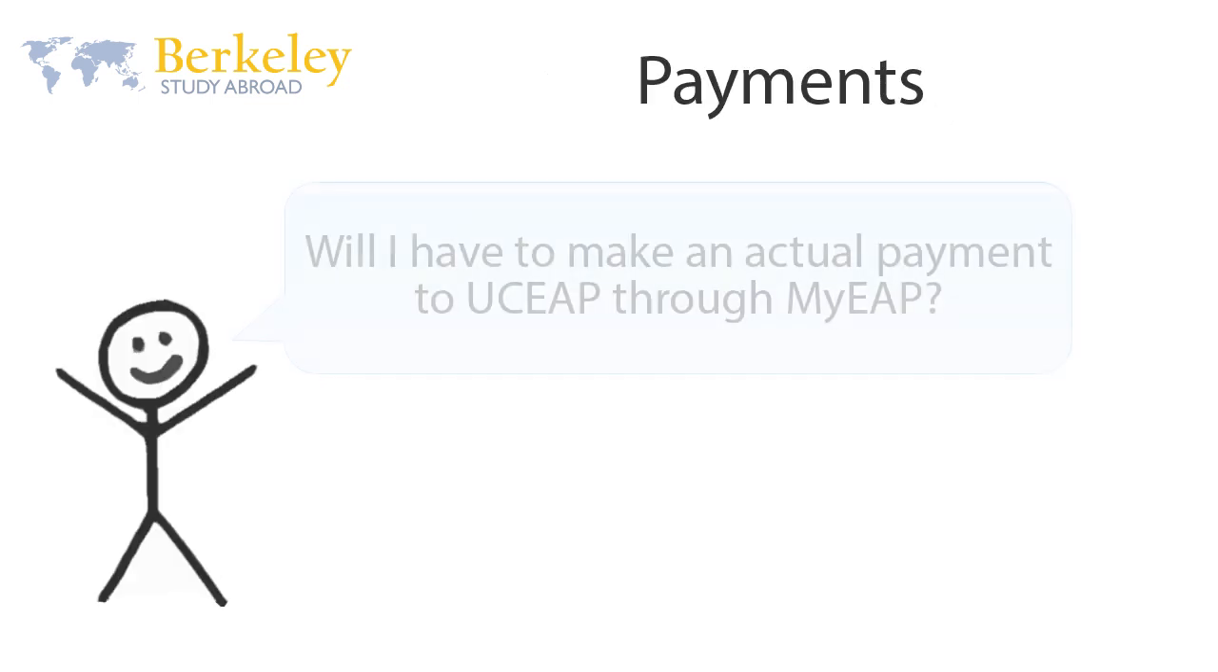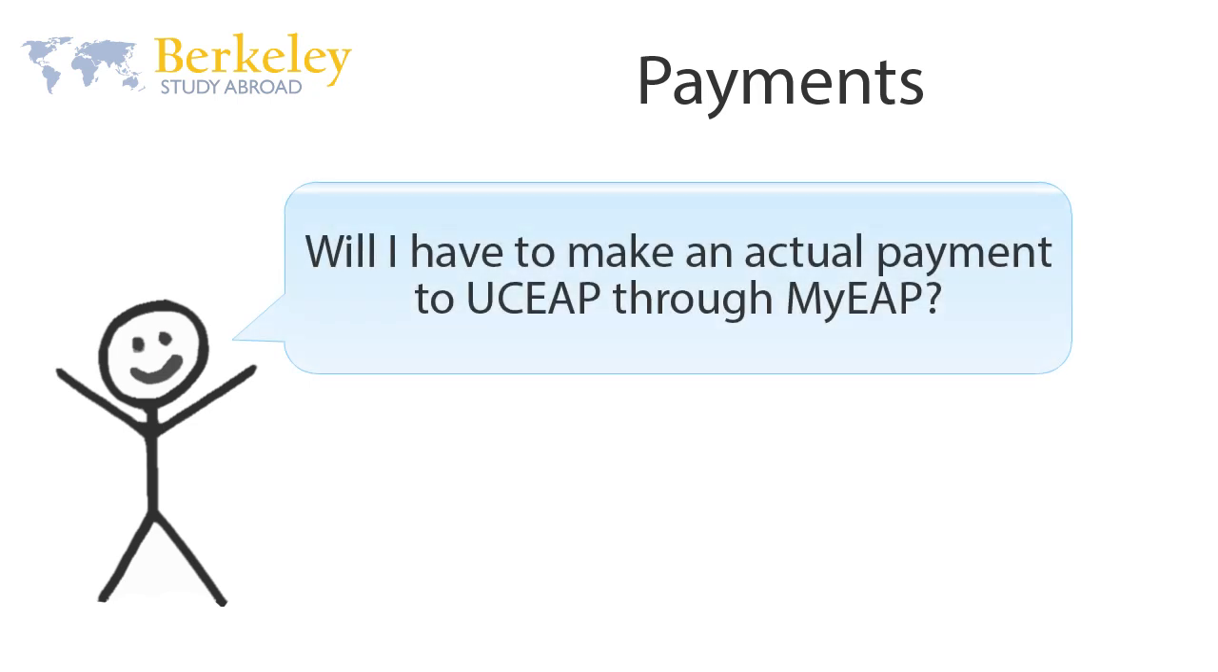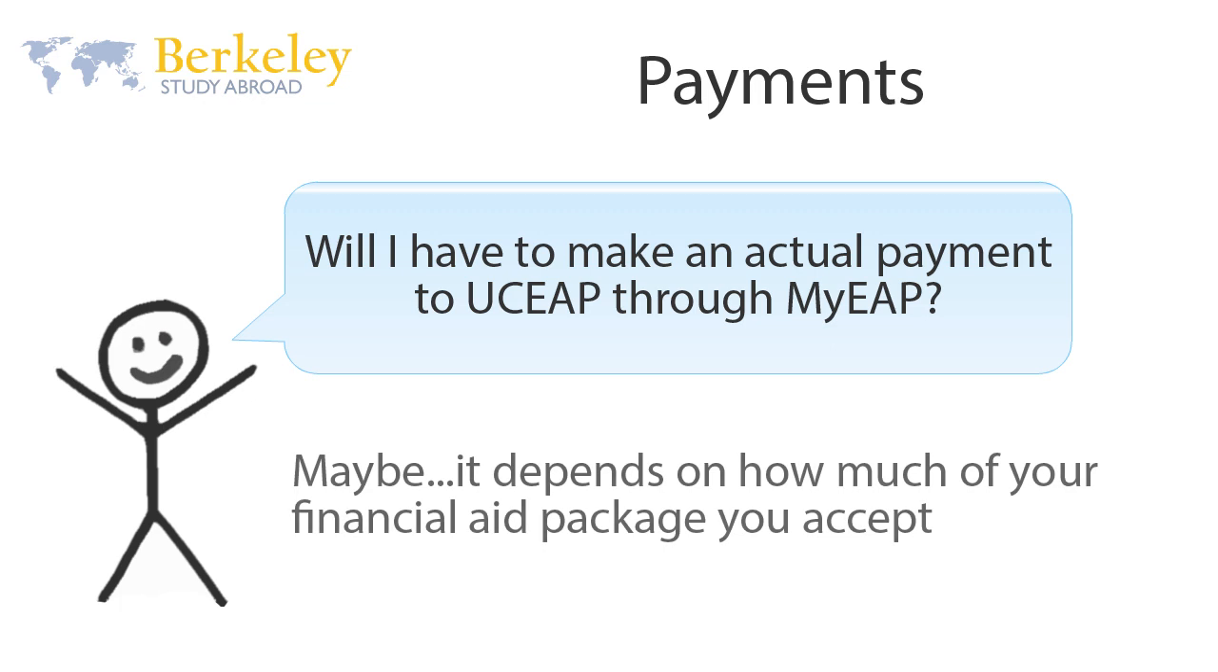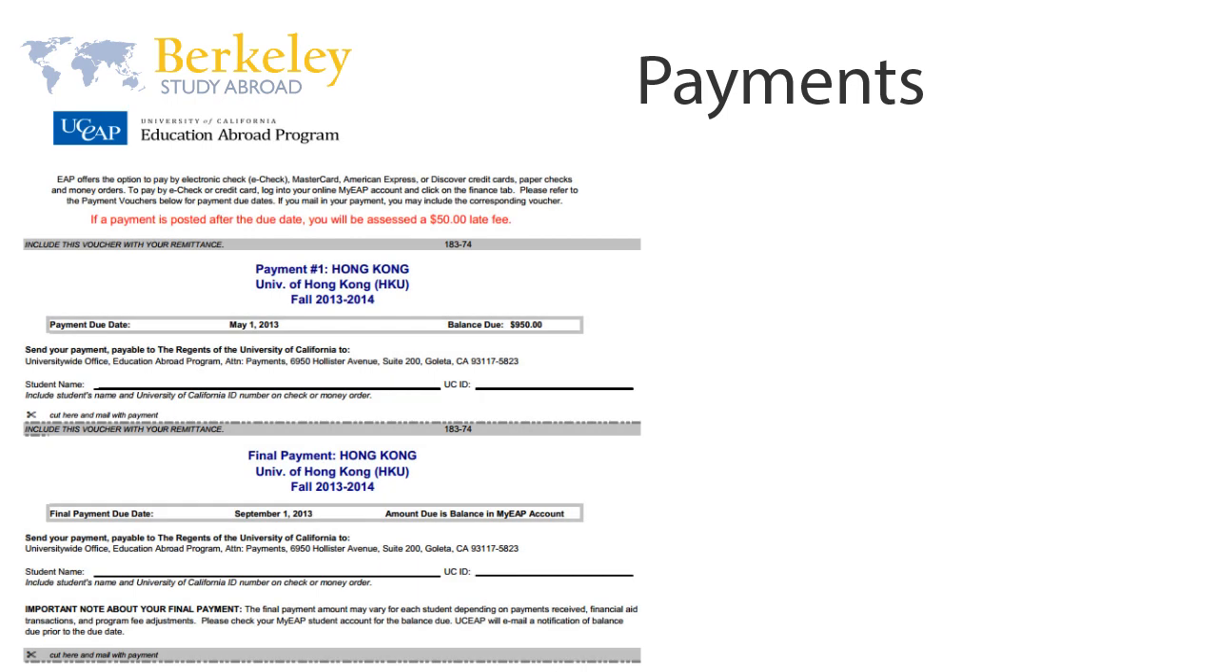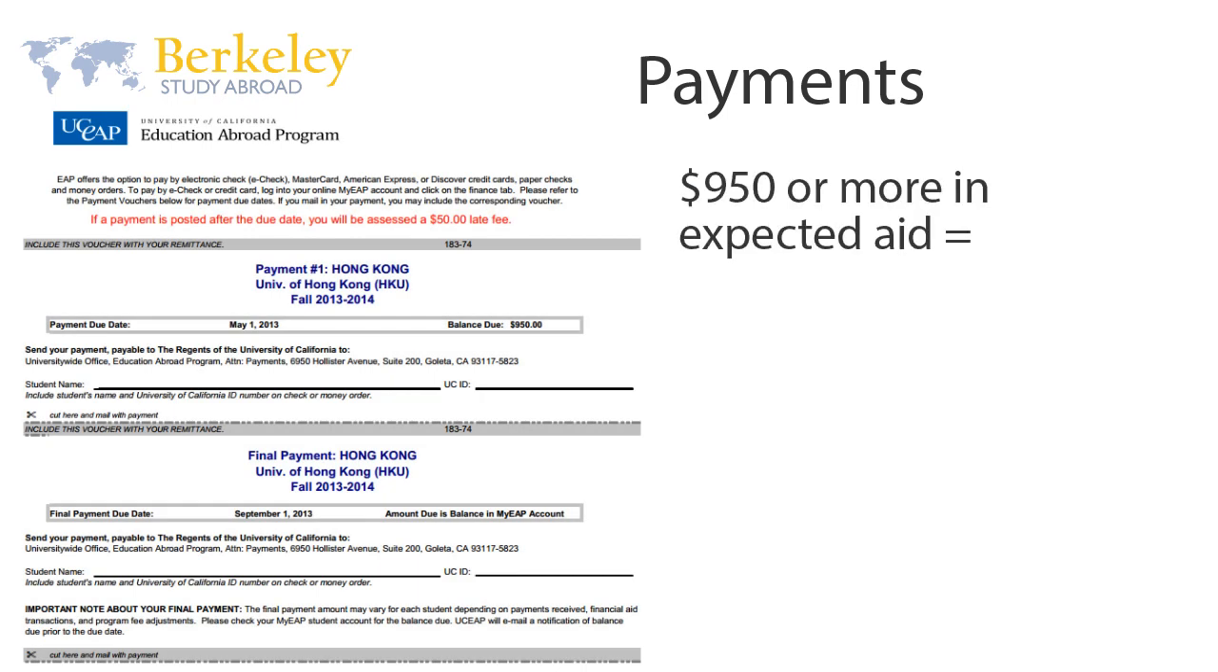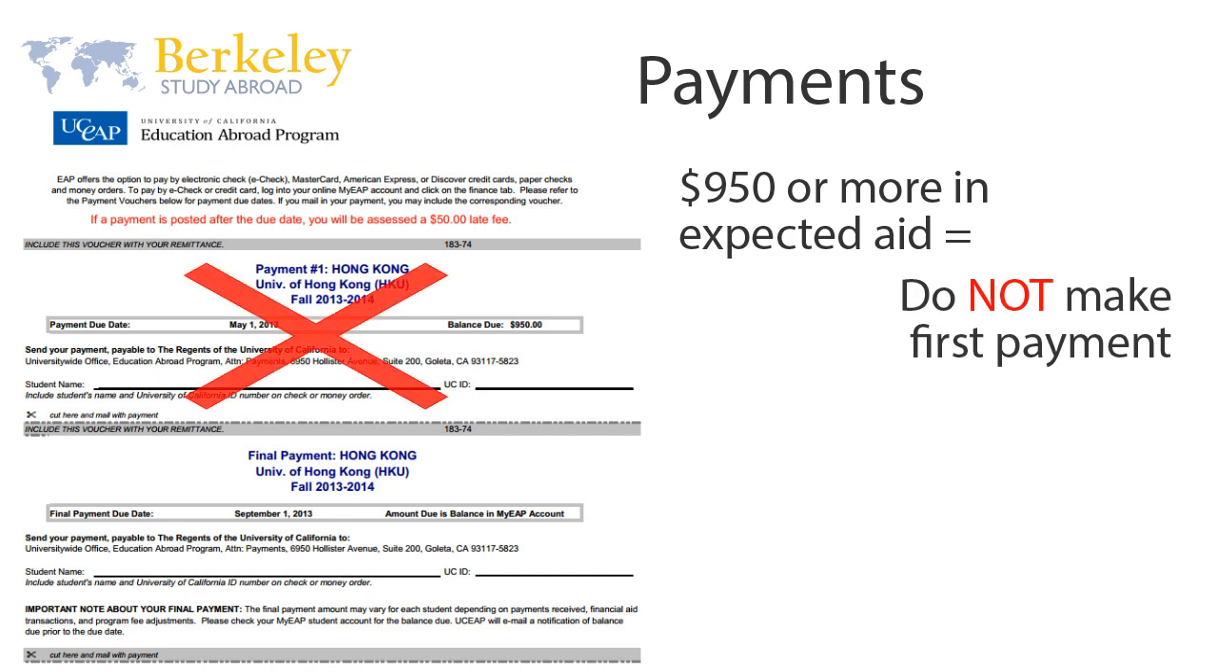Will I have to make an actual payment to UCEAP through MyEAP? That depends on the total amount of financial aid that you accept for the program. First of all, financial aid students expecting $950 or more in financial aid awards do not have to make the first payment of $950 to UCEAP.